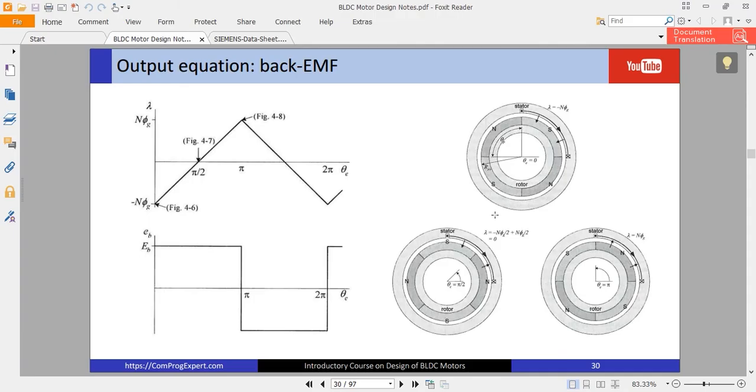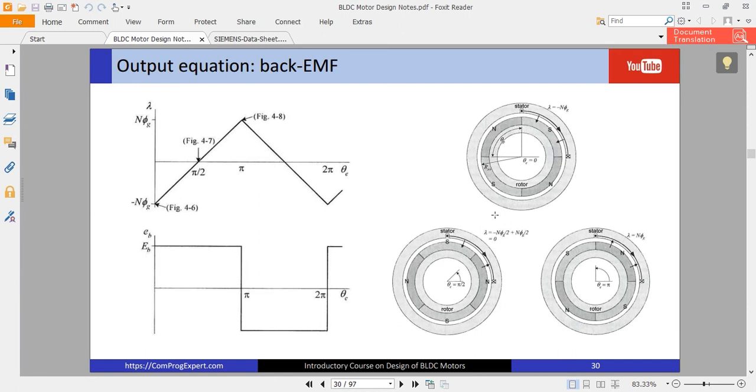Now we are going to talk about the output equation, the motor output equation. As you know, in every electric motor, we use the output equation to calculate the main dimensions of the motor, stator bore diameter and stack length.